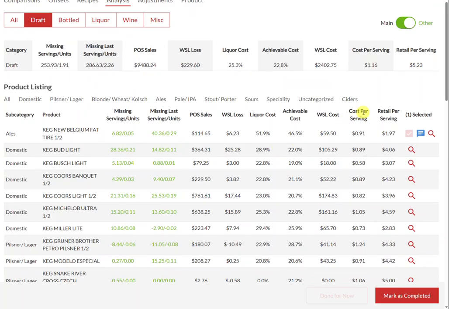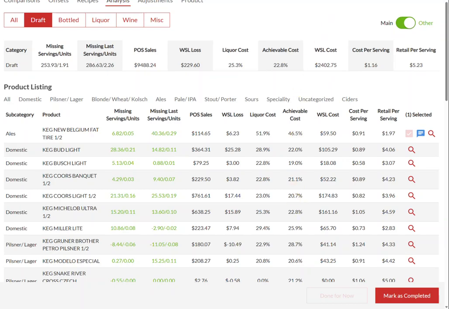Second tool we can look at is on a product by product basis. We can also look at the cost per serving, what we're selling it for on average. That's directly from your point of sale system, and the resulting liquor cost and what it would have been if we didn't waste any. So this is obviously helpful to figure out where we need to tweak things.